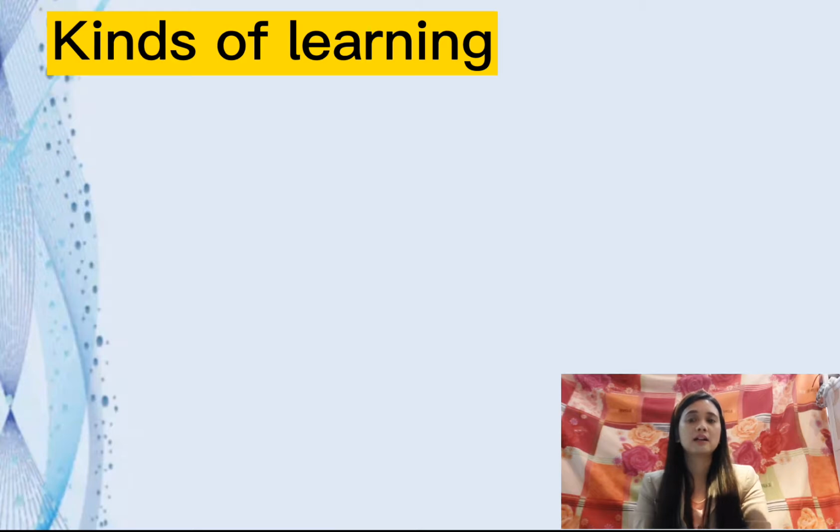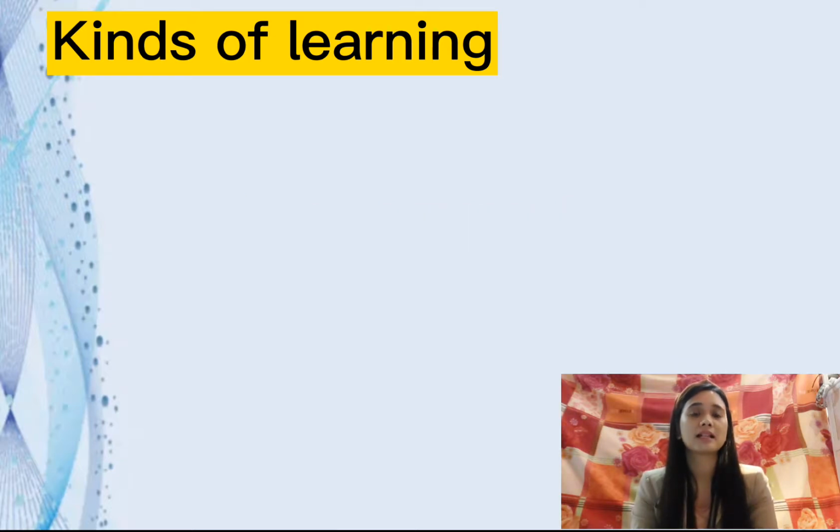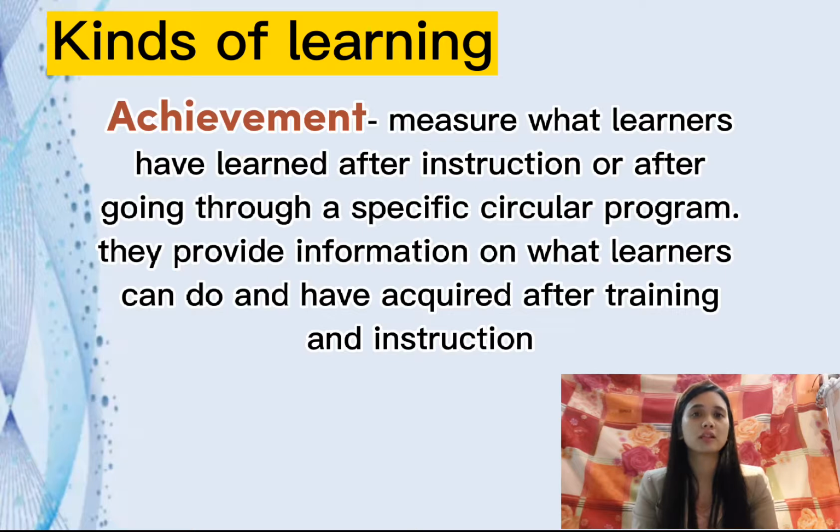So guys, now we will proceed to the other classifications of assessment, which is the kinds of learning. So we have here the two types, which are the achievement and aptitude tests. When we say achievement assessment or achievement test, it measures what learners have learned after instruction or after going through a specific curricular program. They provide information on what learners can do and have acquired after training and instruction.